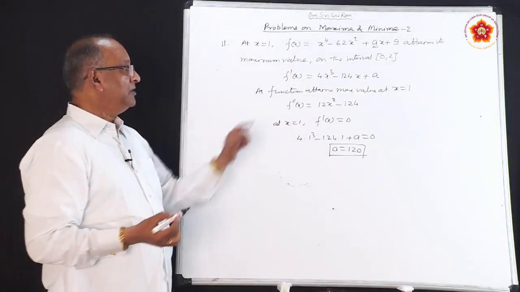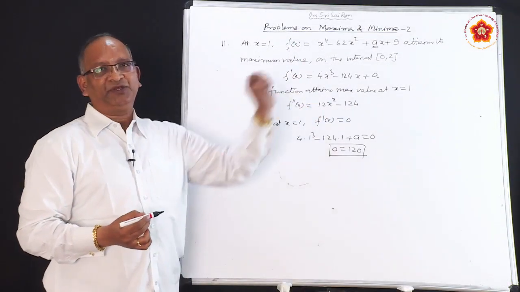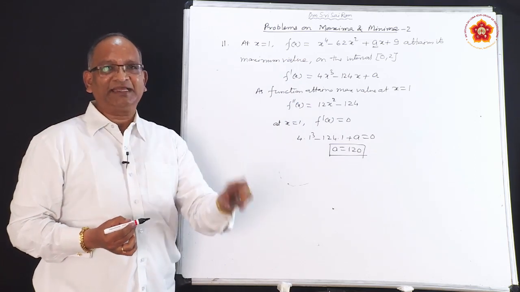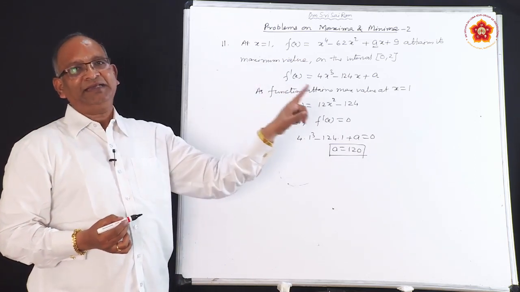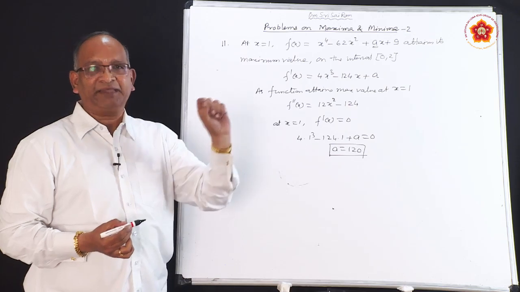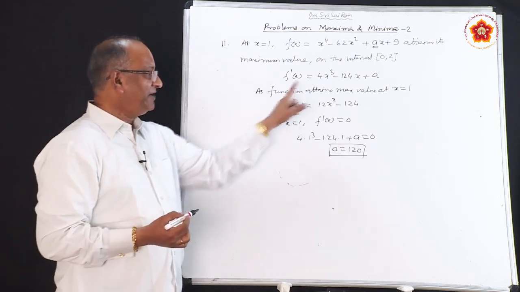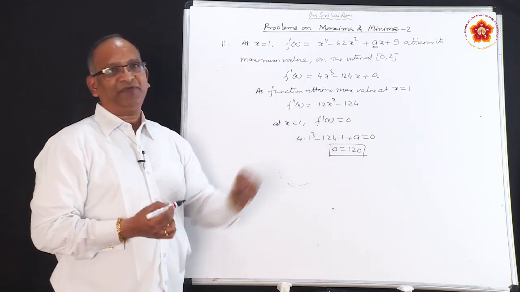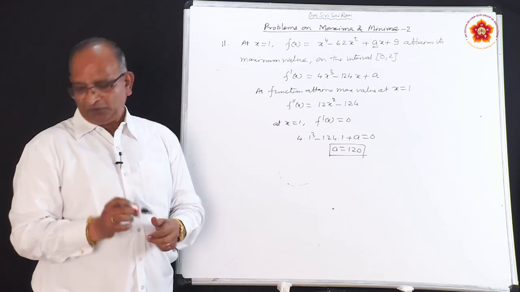This is the easier way. How did we do? We equated first derivative with 0. Why? Because at x equal to 1, it attains its maximum value, means it is a point of maxima. So, equate with 0, you get the value of a. Let us move to the next problem.